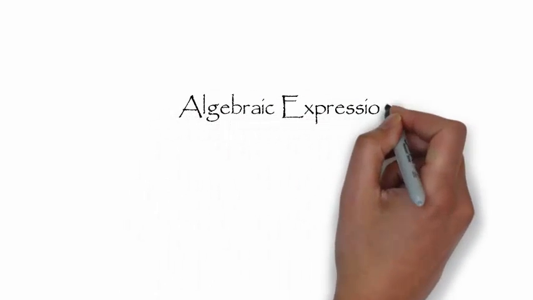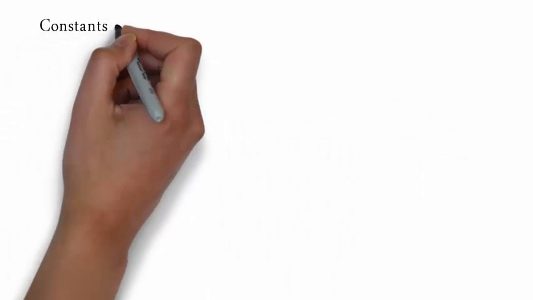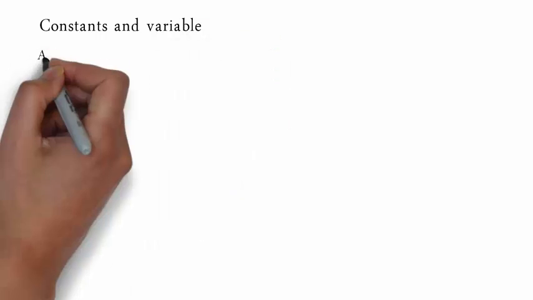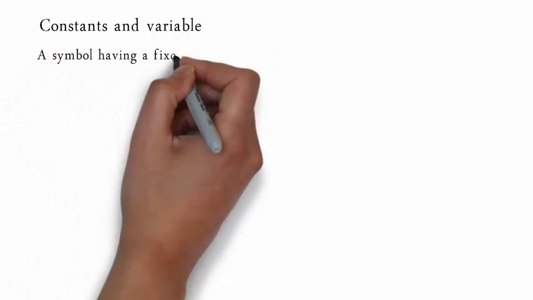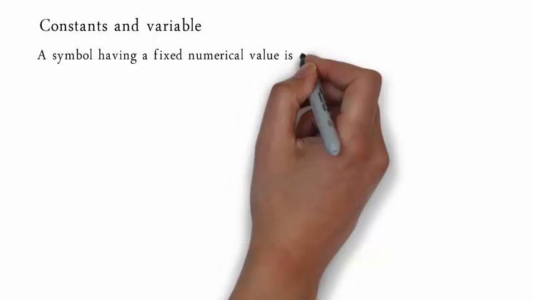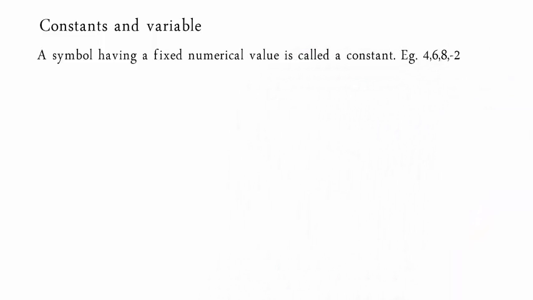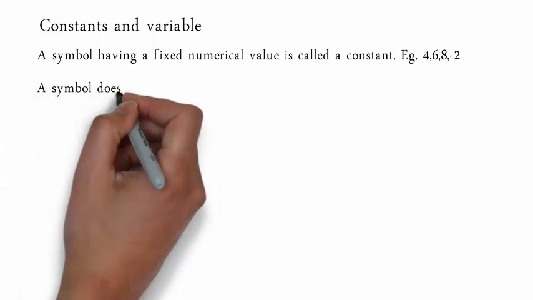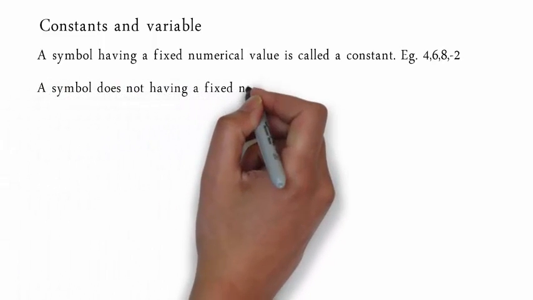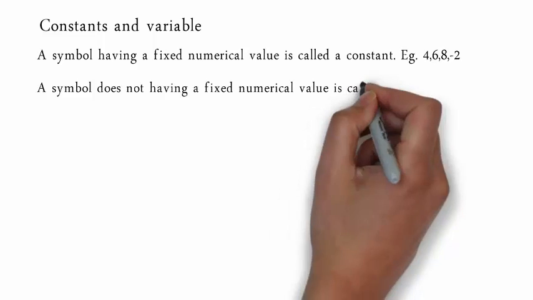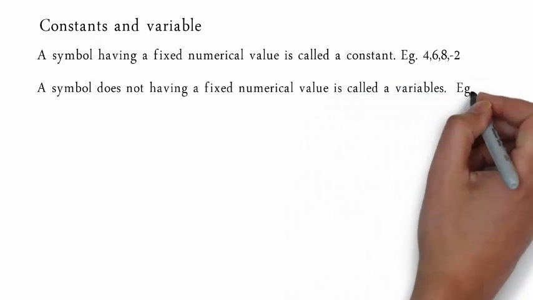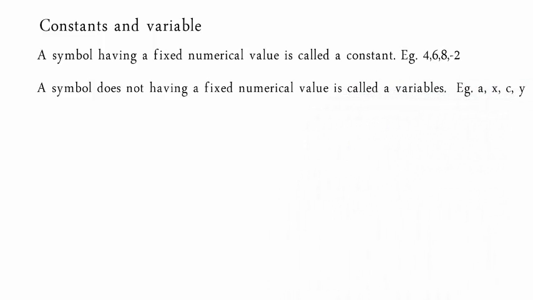Algebraic expressions. Constants and variables. A symbol having a fixed numerical value is called a constant. For example, 4, 6, 8 and -2. A symbol not having a fixed numerical value is called a variable, denoted by small letters. For example, a, x, c and y.